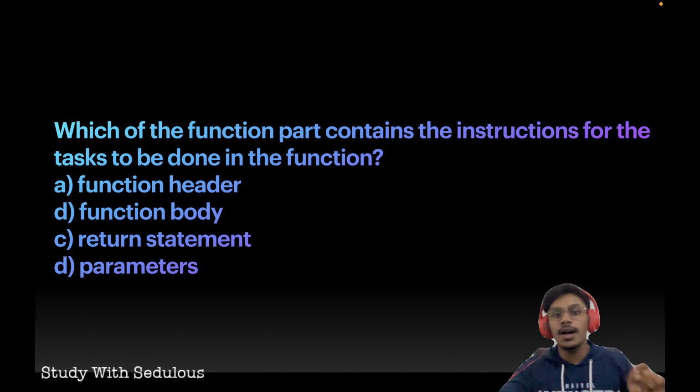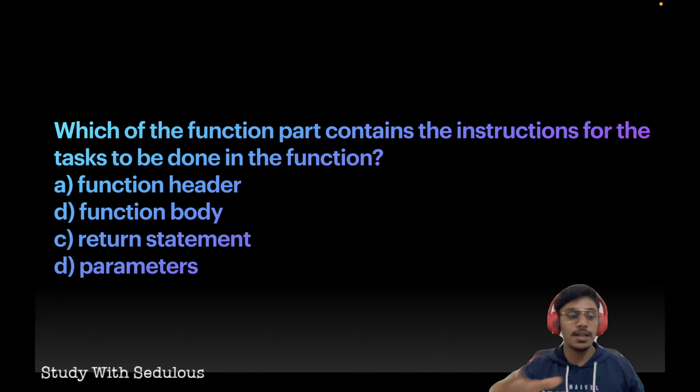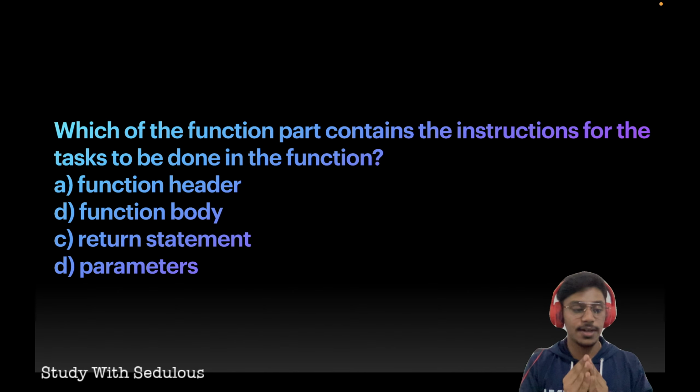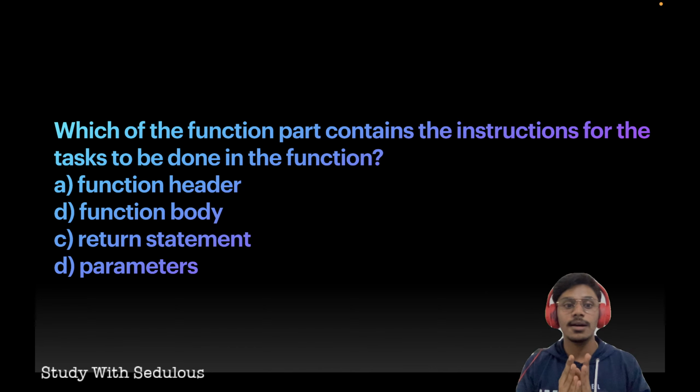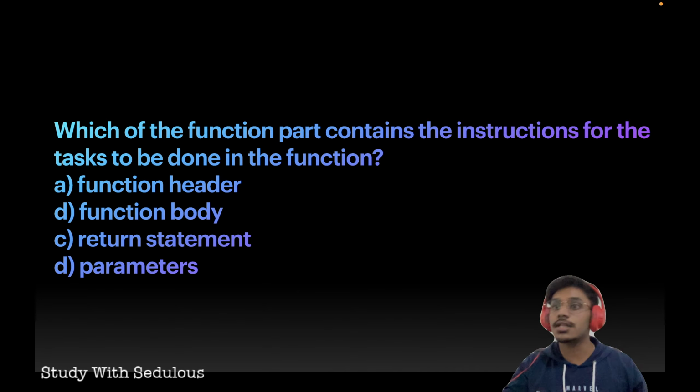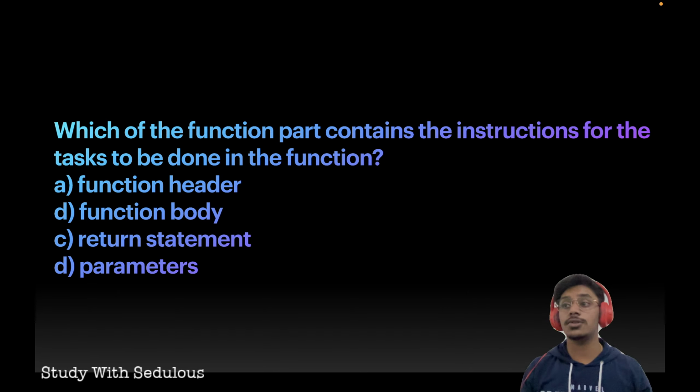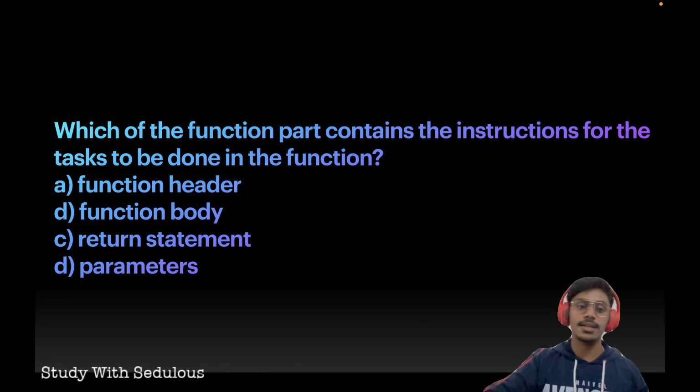Correct. Which of the function parts contains the instructions for the task to be done in the function? Where are the instructions given? Like we have defined a function, but where are we actually saying what should be done? The instructions should be prescribed in the function body. In the header we are saying the name and the parameters, that's it. Return statement, these values have to be returned after the function completion. Parameters, these are the conditions. But the body, that gives all the instructions.